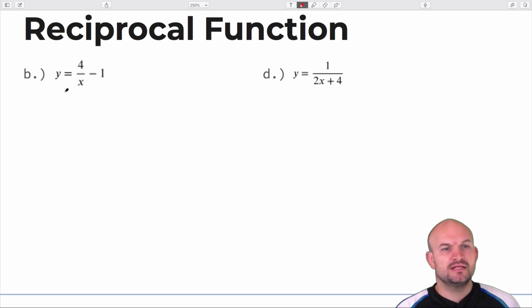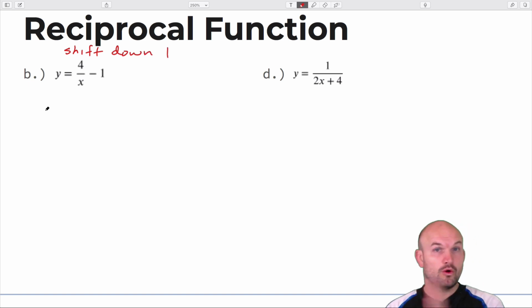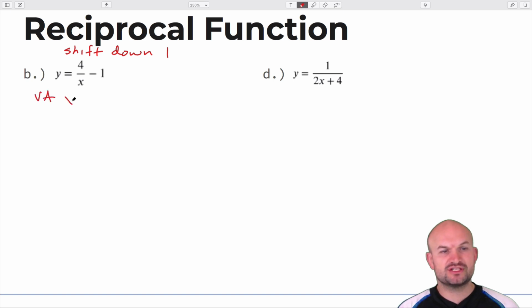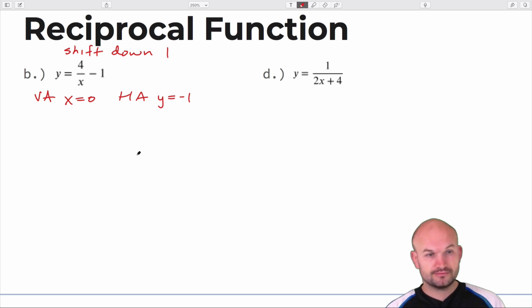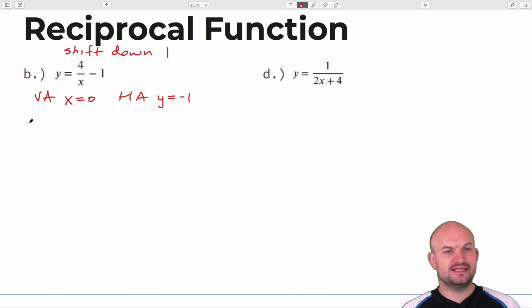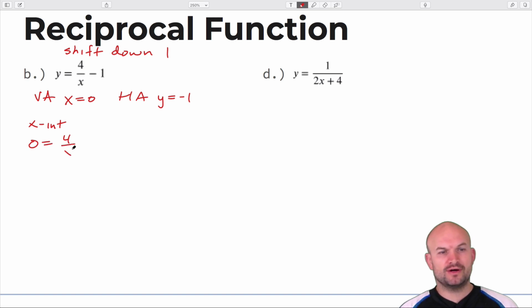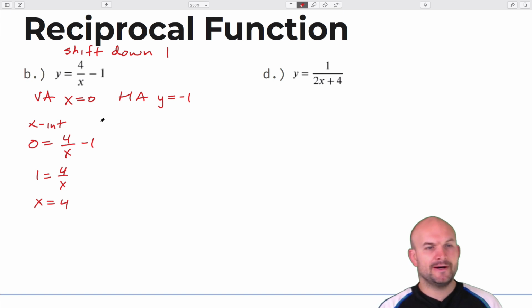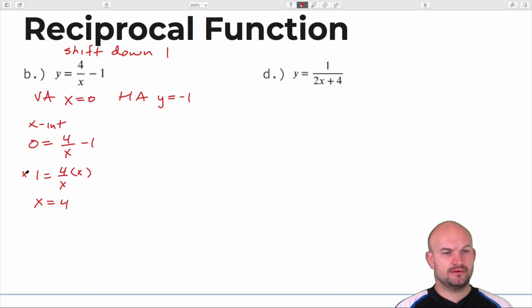Again, let's recognize here that this is going to be a shift down 1. Okay, so again, there's no horizontal shift. So my vertical asymptote is just going to still be at x equals 0. My horizontal asymptote is going to be at y equals -1, though. And let's see, the x-intercept: 0 equals 4 over x minus 1. So 1 equals 4 over x, multiplied by x on both sides. x is equal to 4.